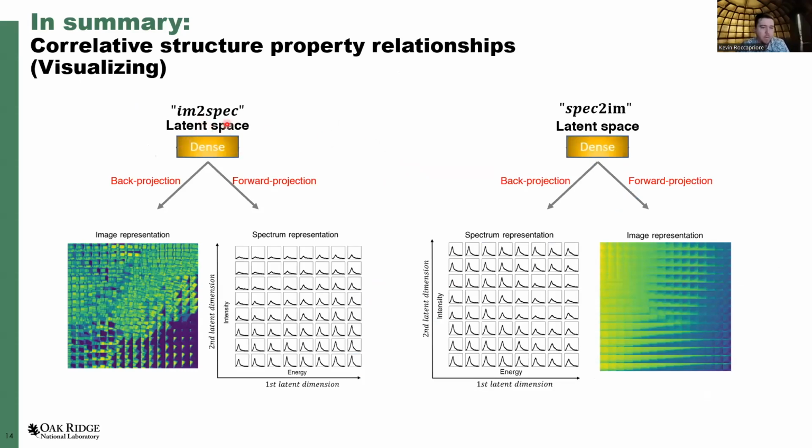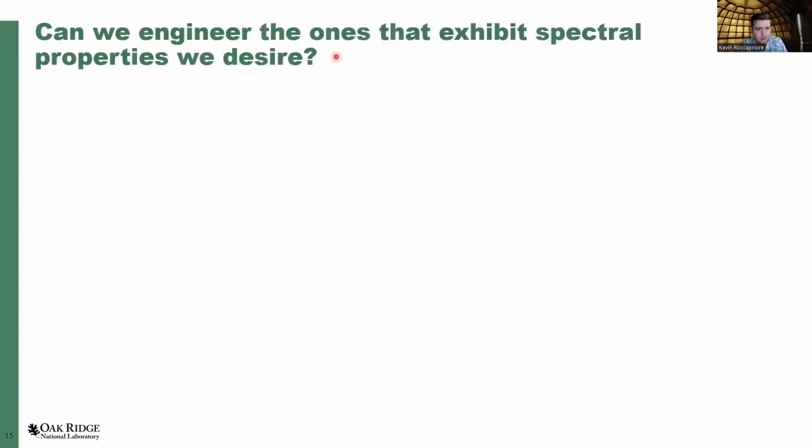What we can learn from these latent spaces going from M to spec or spec to M, and we can learn some kind of different representation from this latent space, and so on. But as I mentioned, can we actually do this engineering to make the particles exhibit these spectral properties that we actually want? And the answer is yes, with some caveats.